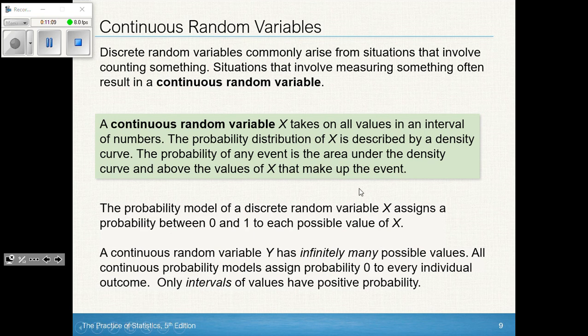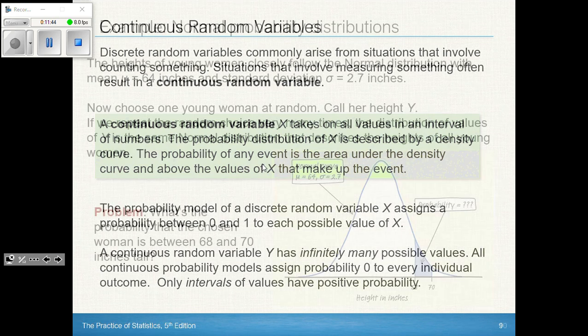Again, I'll go through examples in just a second. A probability model of a discrete random variable assigns a probability between 0 and 1 to each possible value of x. But in a continuous random variable, like maybe y, we have infinitely many values. All continuous probability models assign a probability 0 to each individual one, but intervals will have a positive probability. Again, this is something that sounds a little more confusing when it's written than it does with a practical example.